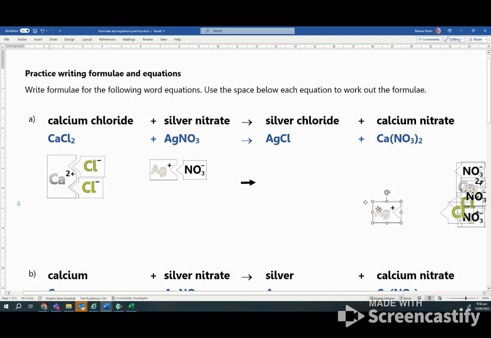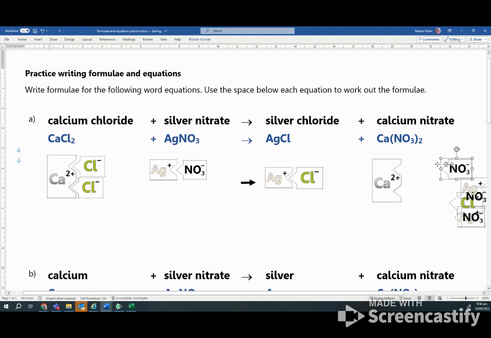So to write silver chloride, I will write Ag, and because it's only one positive and chloride is only one negative, I only need one of each, so it's just simply AgCl. Chemists are lazy, we never write one, so we don't write Ag1Cl1. It's just simply AgCl. Then similarly for calcium nitrate, because it's two positives and nitrate is only one negative, I am going to need two nitrates.